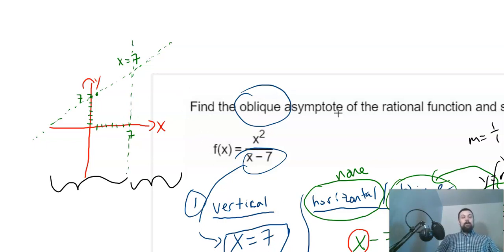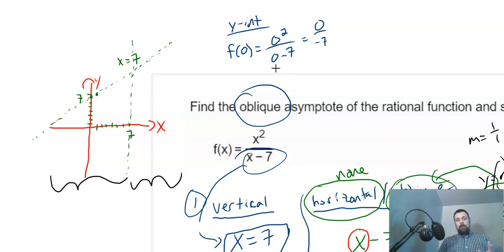The next step, even though it doesn't say it in the directions, find the intercepts. So let's go ahead and do that. So let's do y-intercept first. Right, we'll plug in 0 for x. So we'll get 0 squared over 0 minus 7, which is going to give me 0 over -7, which is okay.